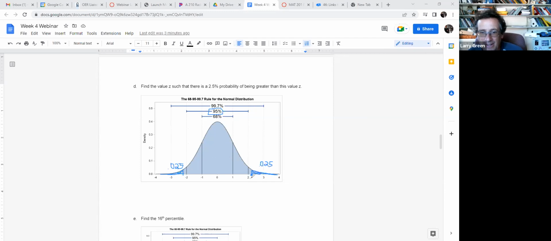So in particular, what's that value right there? And the hint is I didn't draw it perfectly, but I just wanted to give you the idea, and then we can get 95% is in the inside. So what must that value be? What is that value of z?